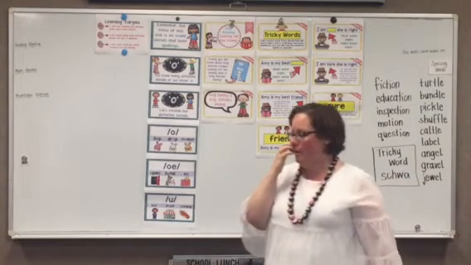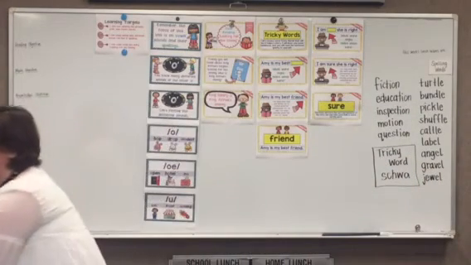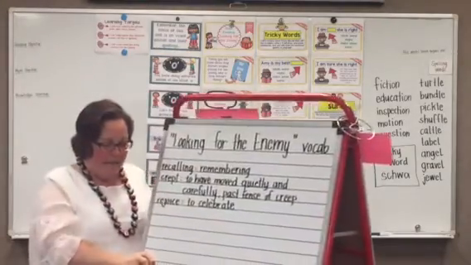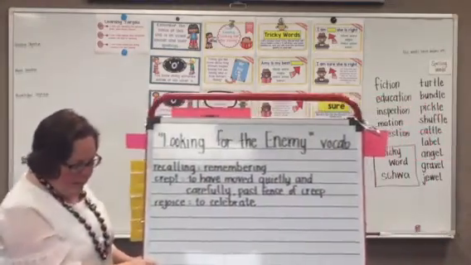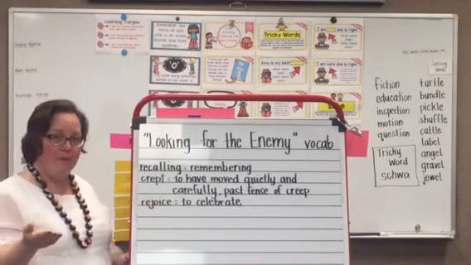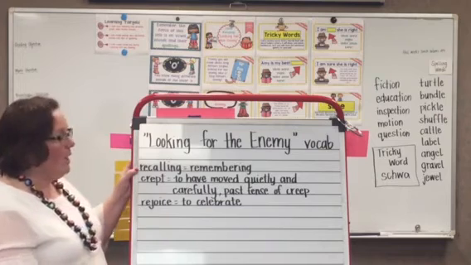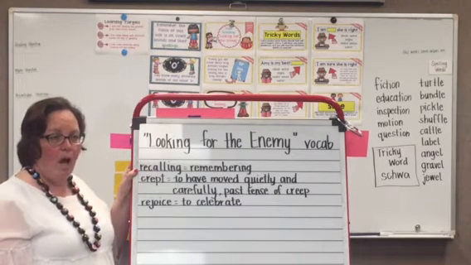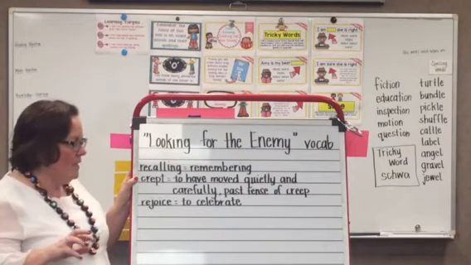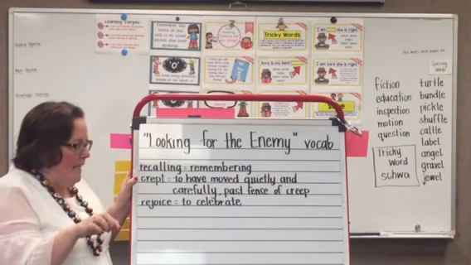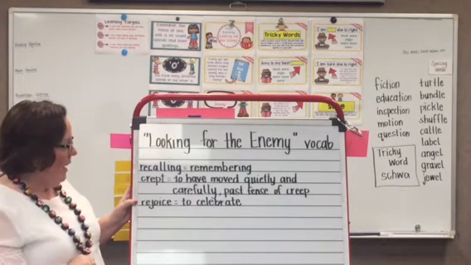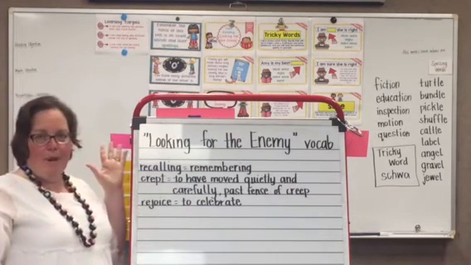Now, we will do our vocabulary for this story. I'm going to turn this around just like that and put it right here in front. And once again, we only have three vocabulary words for this story. Recalling. Recalling is remembering. Crept is to move really quietly and carefully. Okay? And rejoice is to celebrate.